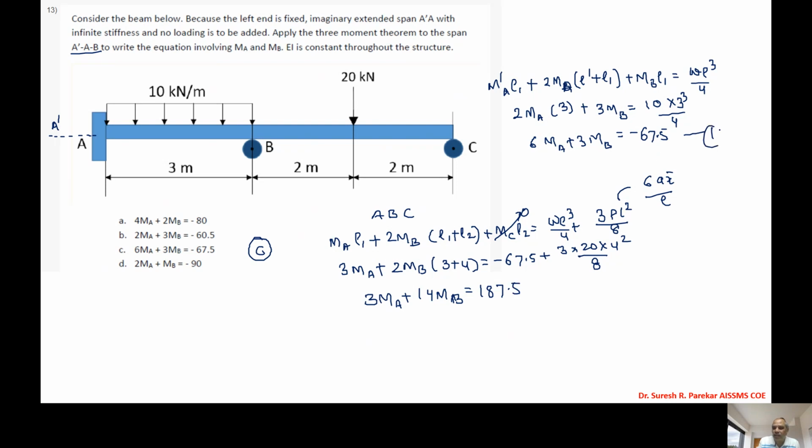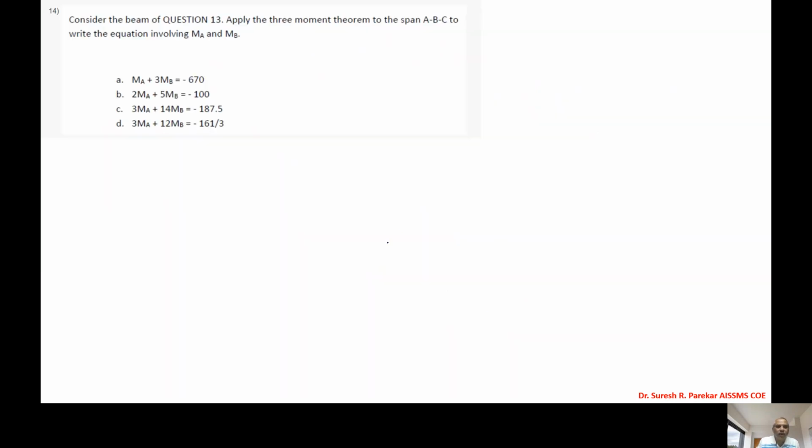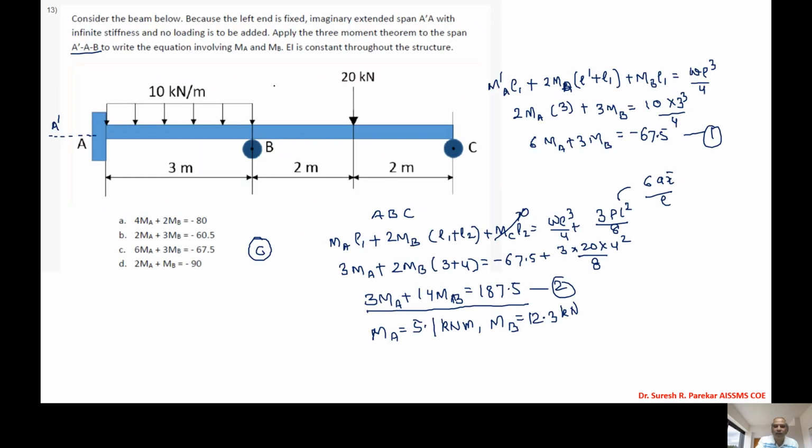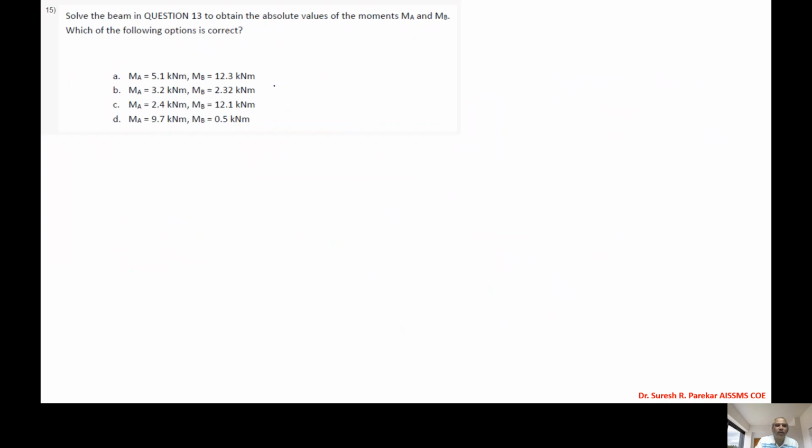One equation we have this, second equation we have this. We will solve these two equations. It gives me MA equal to 5.1 kilonewton meter and MB 12.3 kilonewton meter. Now you can see the second equation, 3MA plus 14 MB equal to 187.5. So 3MA plus 14 MB equal to 187.5. So option we have C. Then we have value of MA 5.1 and MB we have 12.3. So we have this will be option A.